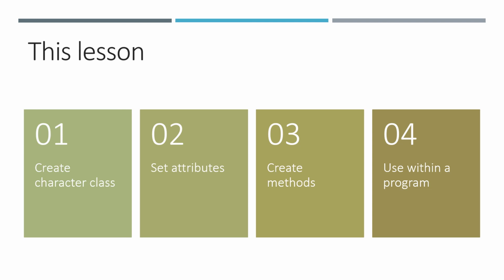So in this lesson, you've created a character class, you've decided on particular attributes for the characters in this game, and you've created methods so that the characters can get weapons and fight each other. And then you've used all these attributes and methods within a program to create a complete, albeit quite simple, working game.